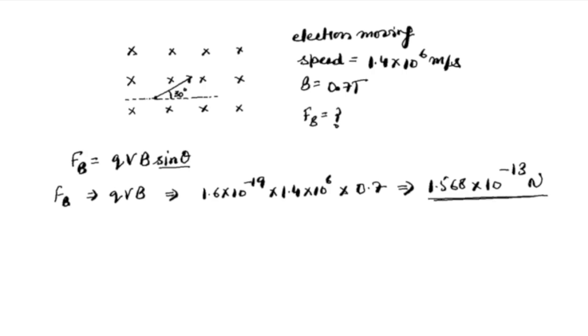So this is our answer. By the way, this 1.6 into 10 to the power minus 19 is a charge. This is the charge on an electron. It must be given in your formula sheet. If not, it's a very popular number, so you can remember it: 1.6 into 10 to the power minus 19.